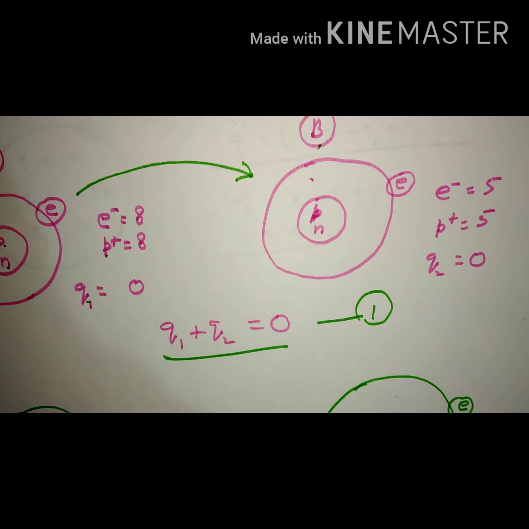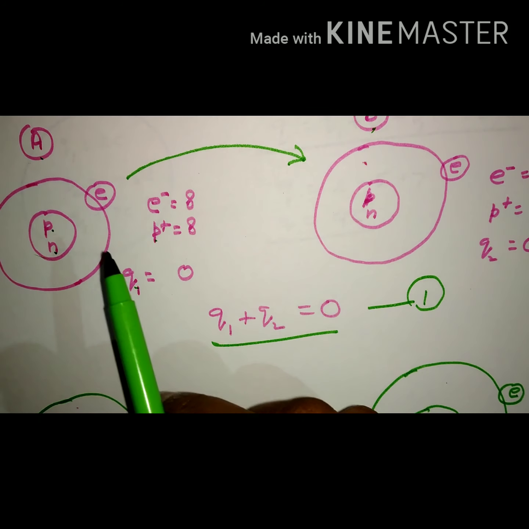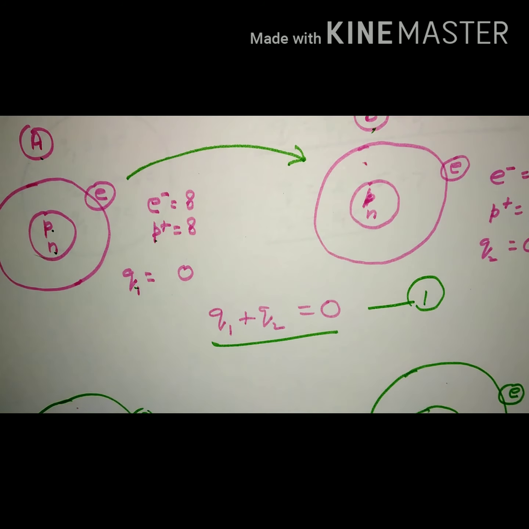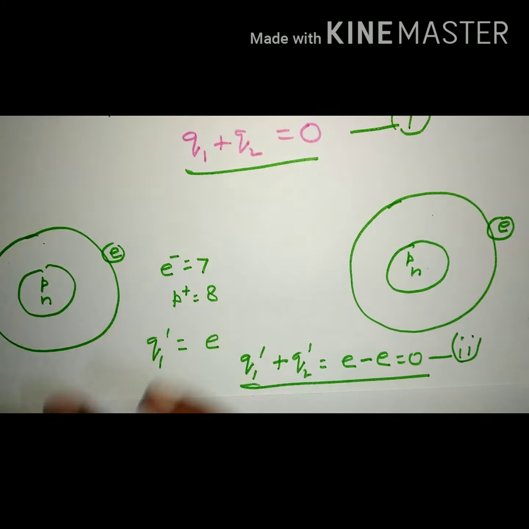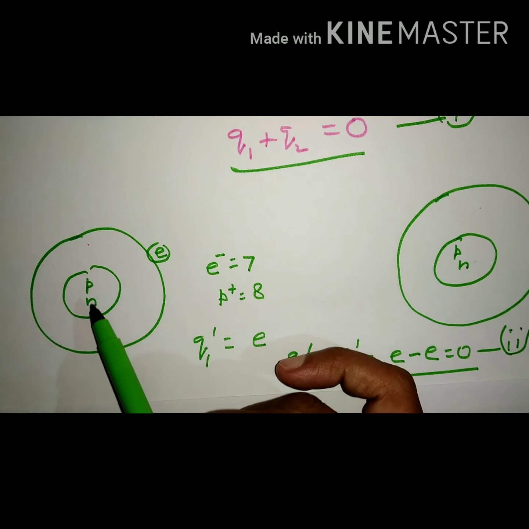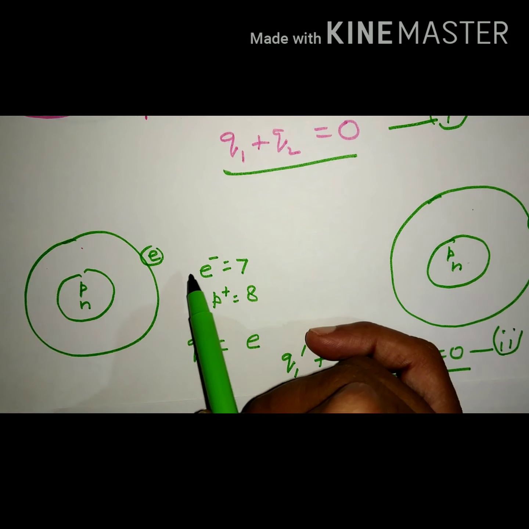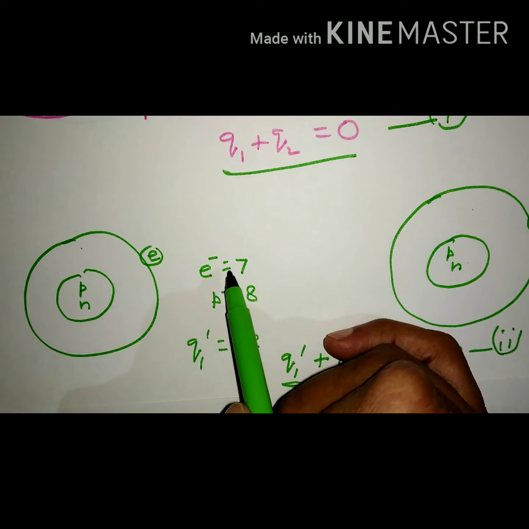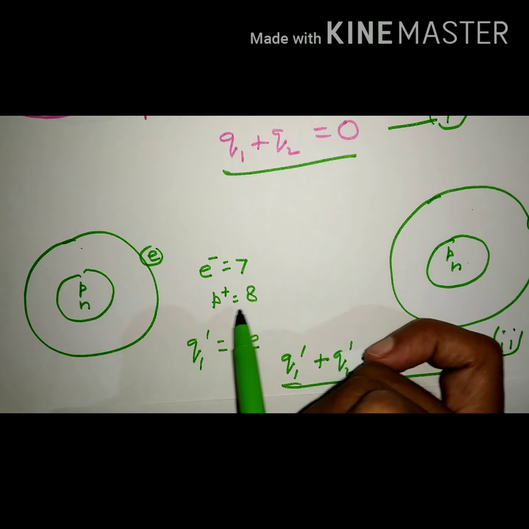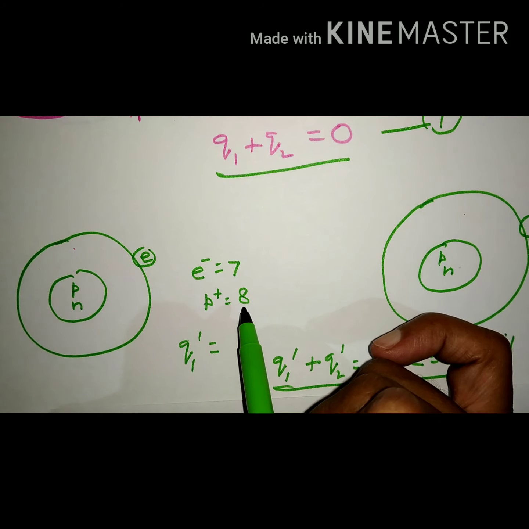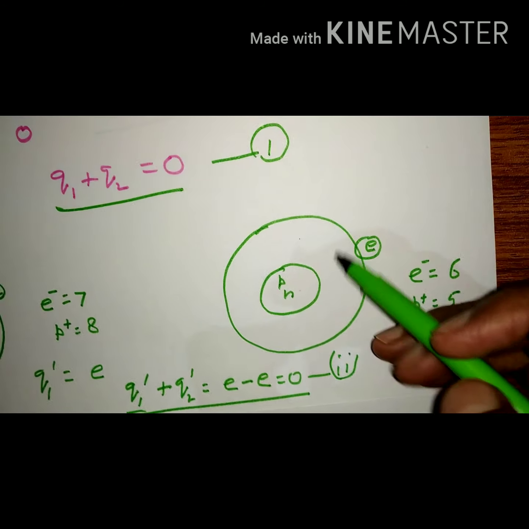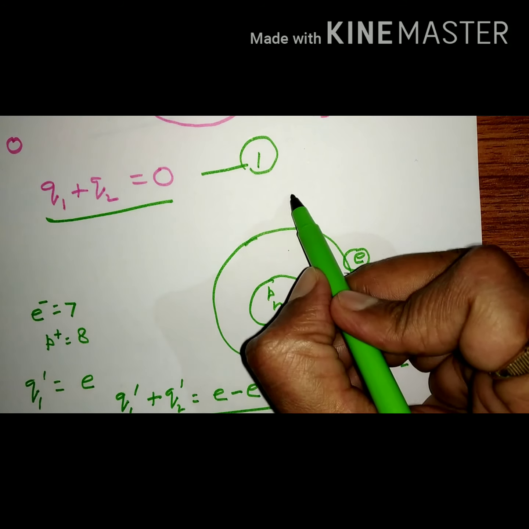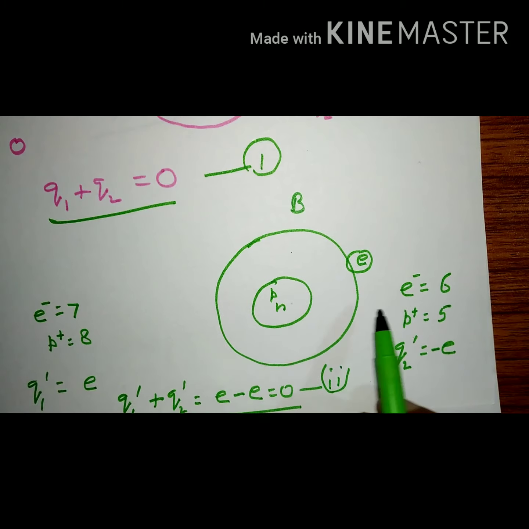Now by some methods, by some techniques, we manage to transfer an electron from body A to body B. After transferring the electron, the situation is shown in the diagram. Body A has lost one electron, and now the number of electrons is 7, whereas the number of protons is the same as in the beginning, 8. Body B has gained the electron.